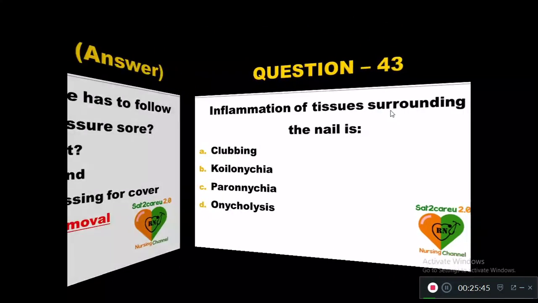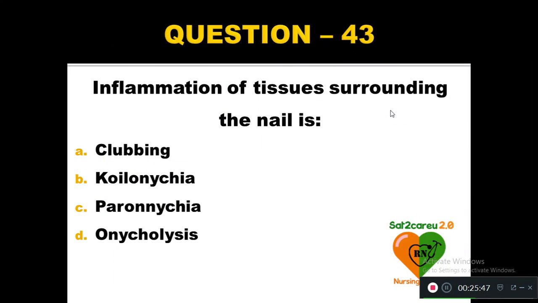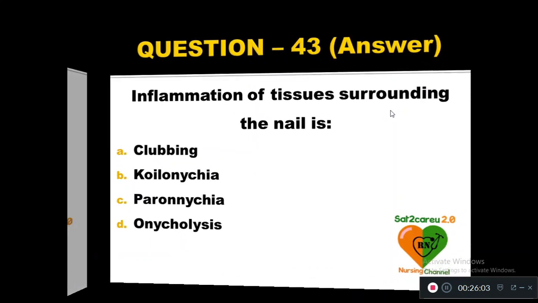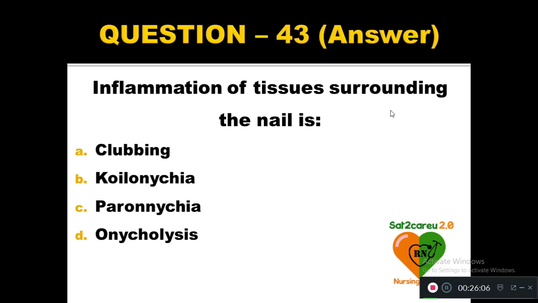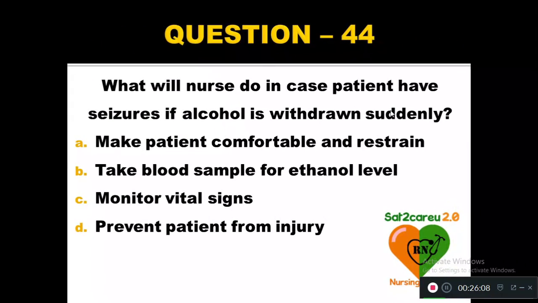Question number 43. Inflammation of tissues surrounding the nail is option A, clubbing. B, koilonychia. C, paronychia. D, ankylosis. The right answer is paronychia.